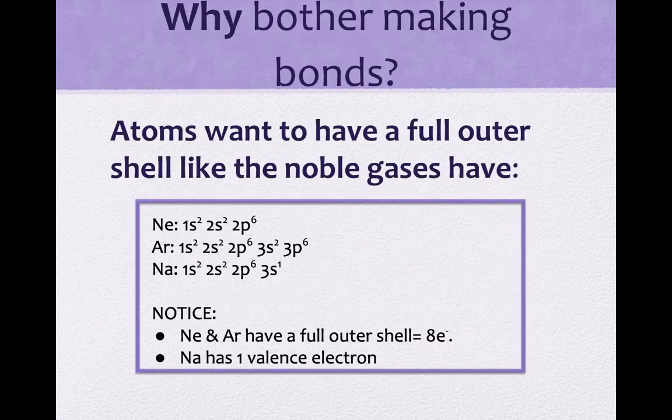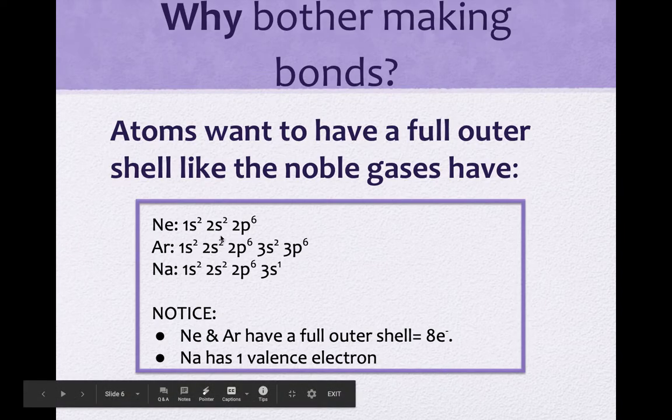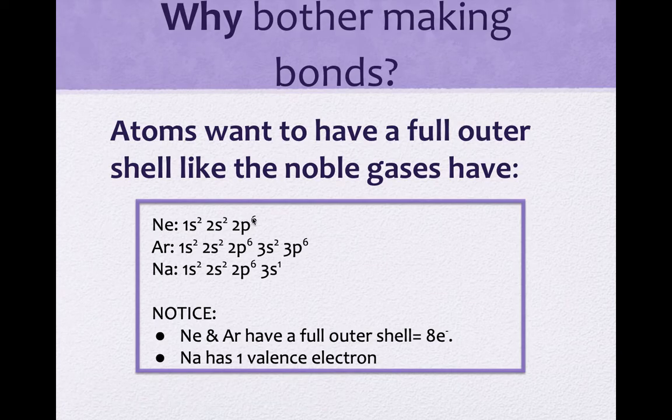So why bother making these bonds if it costs energy? All the atoms want to have a full outer shell, just like your noble gases. So if we look here, we can see that neon, the highest energy level is 2, and it has 8 valence electrons. 2 plus 6 is 8. Argon, the highest energy level is 3. 2 plus 6 is 8. It too has 8 valence electrons. So neon and argon are both very happy.